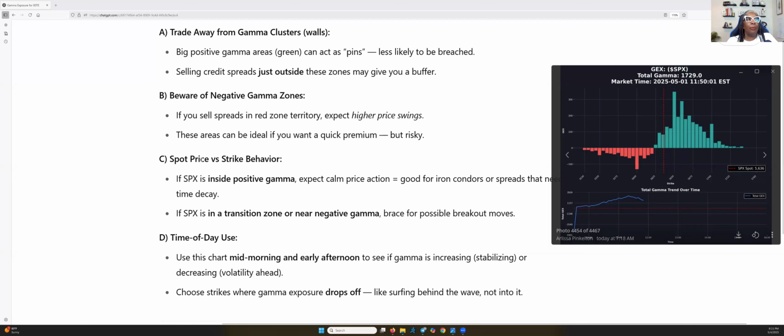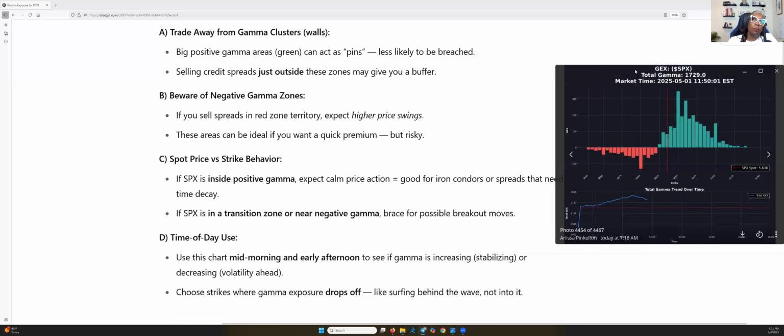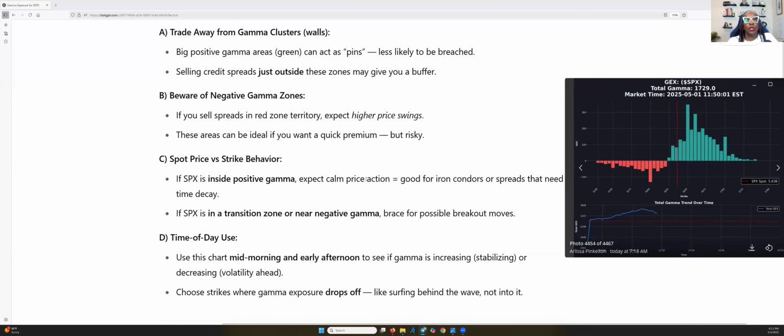Spot price and strike behavior. If SPX is inside of positive gamma, you can expect calm price action, which is good for iron condors or spreads that need time decay. So if you're up in the green area, iron condors are good here. Theta decay, time decay, is good.